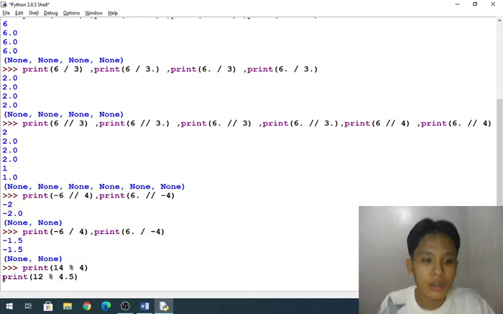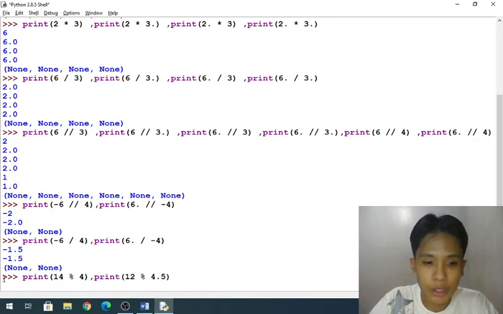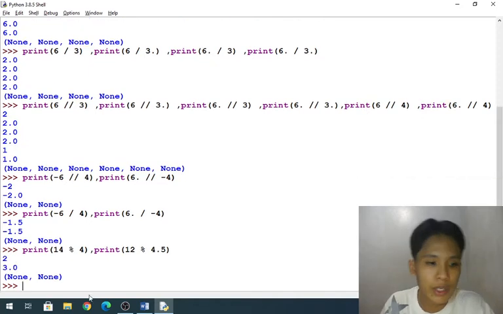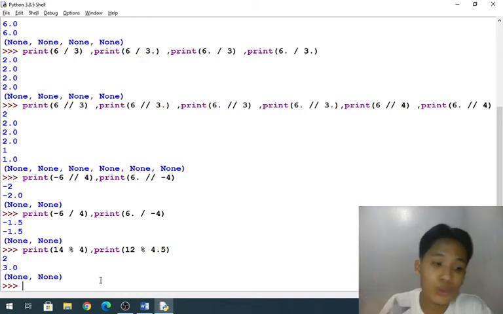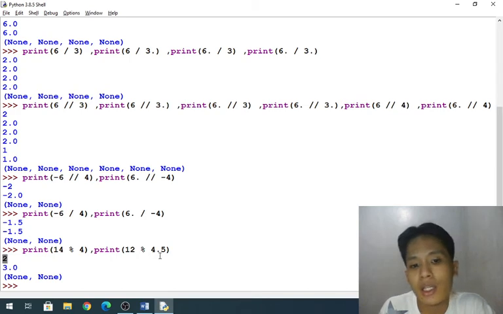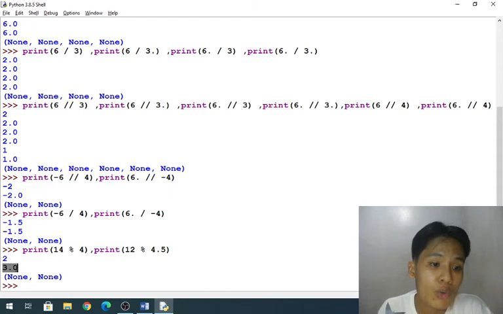let's print this. Oh, sorry. There. 14 percent 4: 14 divided by 4 is 4, 8, 12, with a remainder of 2, and that is here. Then 12.4.5 ... 9 to 12 is a remainder of 3, 3.0, because again the principle of integers, booleans, and floats still applies.